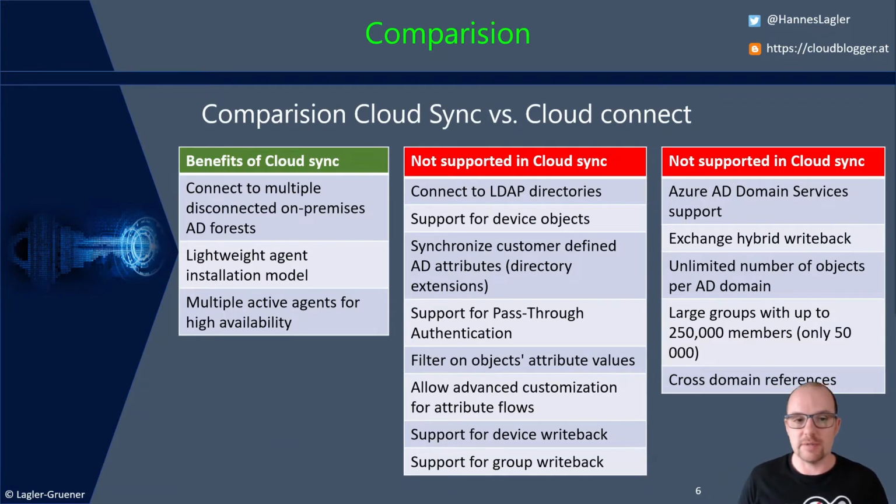Okay, so let's go to the comparison. We have two services. We have Azure Active Directory Cloud Sync, which is the new service, and Azure Active Directory Connect, which is the old service. With the old service, you have to install a service including an SQL or SQL Express database and configure everything there. It's a standalone installation, and this is one of the biggest benefits of Azure Active Directory Cloud Sync. With Cloud Sync, you can install one or more agents on different systems.